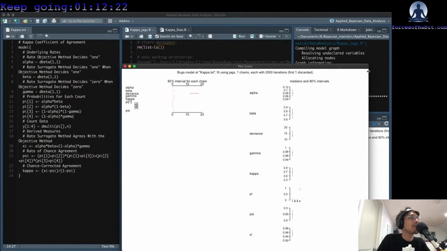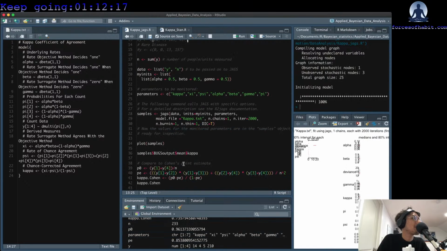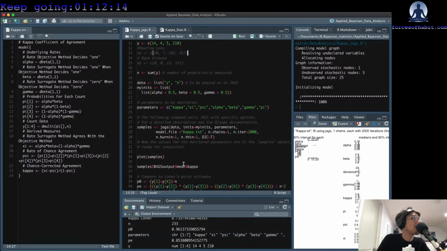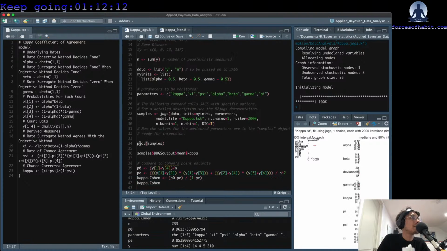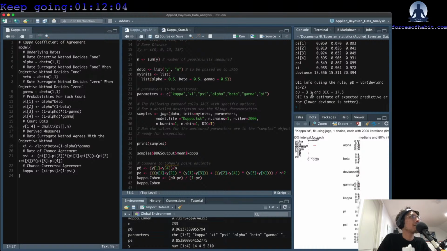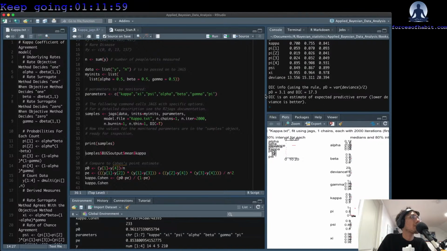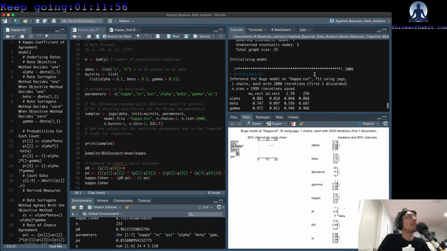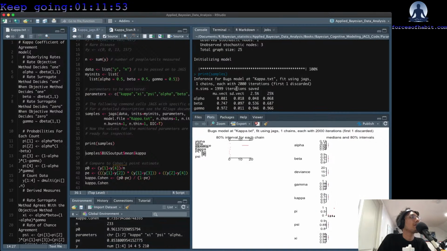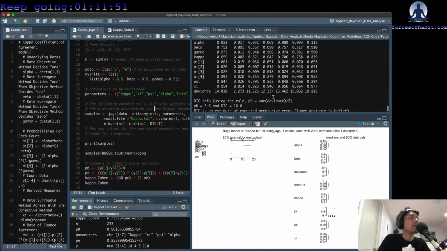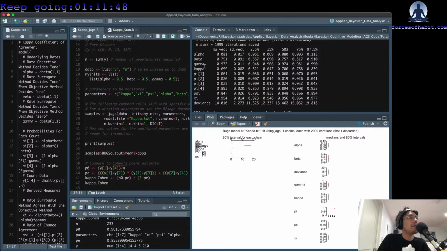Oh. What's this? I'm not interested in that. I would much rather just get a printout. There we go. So we're going to get alpha, beta, gamma, and what we care about here, kappa.